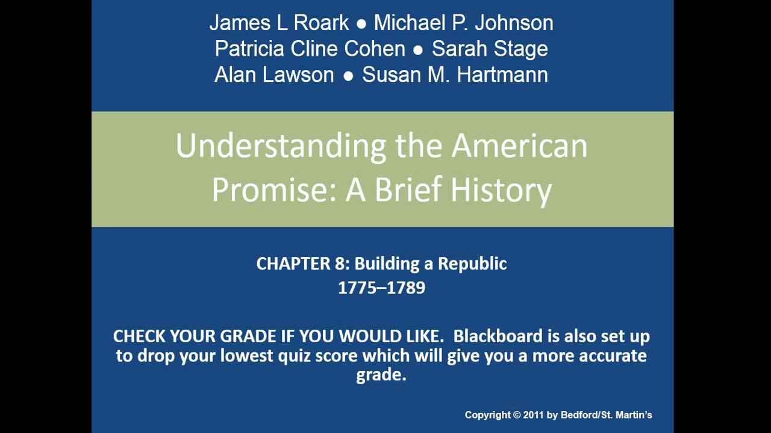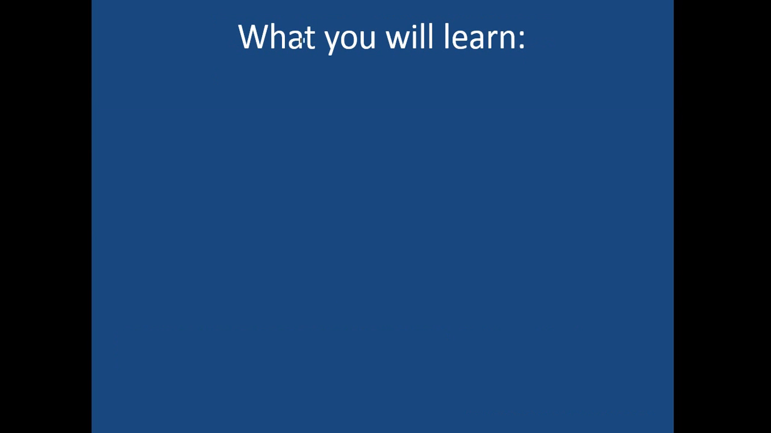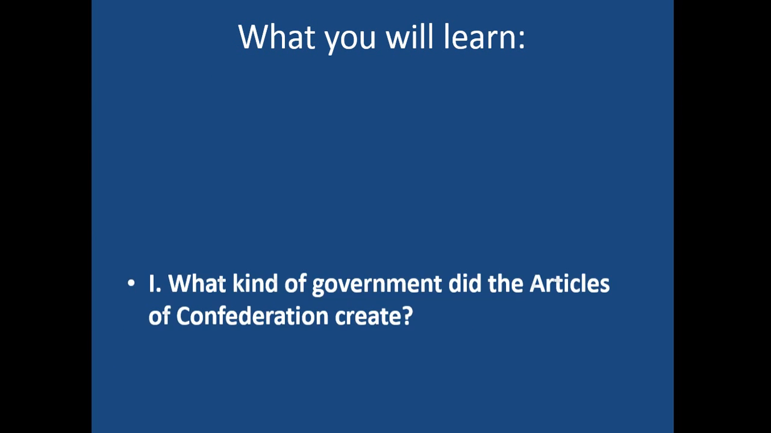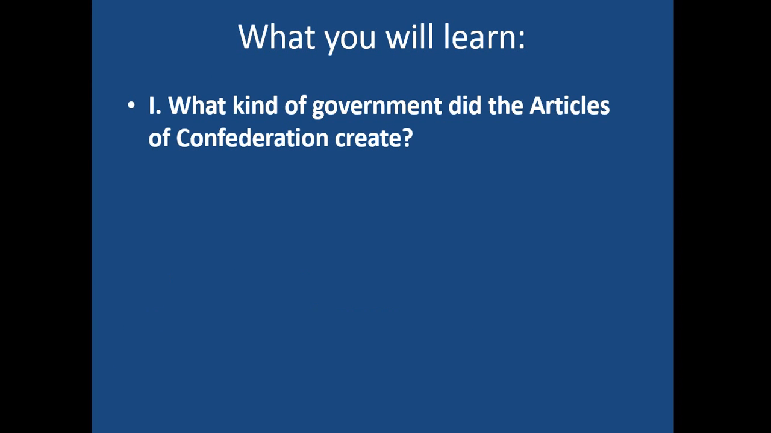Hello, we're going to talk about Chapter 8, Building a Republic today. And here we go. What you will learn from this lecture, number one, we're going to learn about what type of government the Articles of Confederation created. The Articles of Confederation were the first government that was set up after the American Revolution.